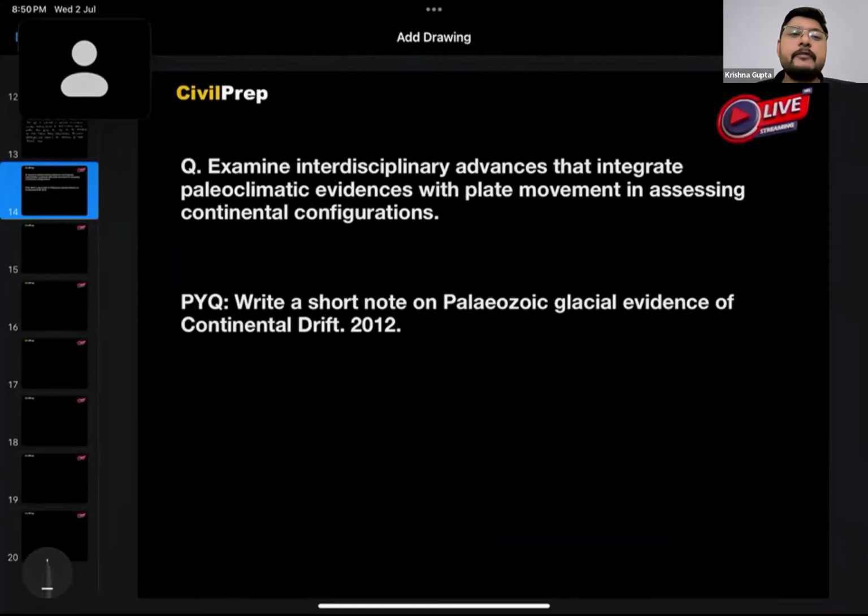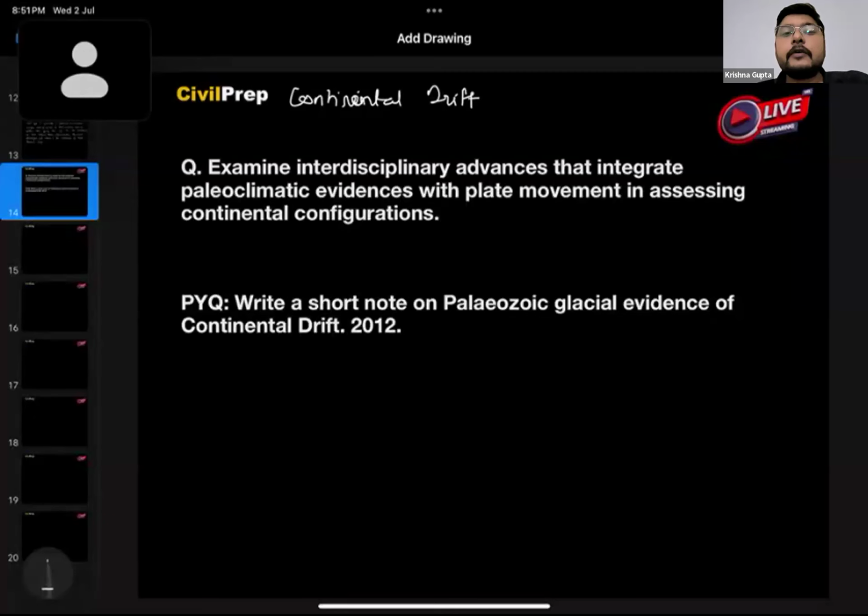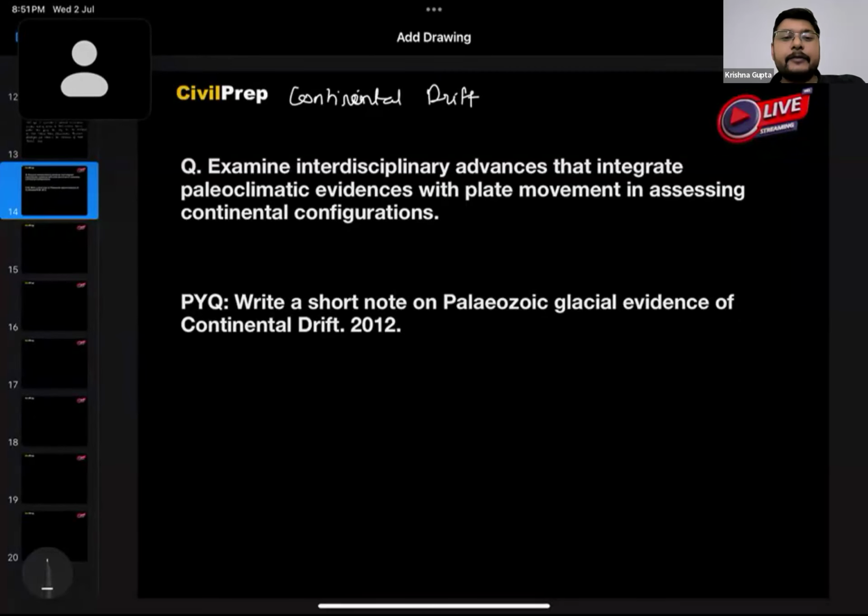So this is a session where we'll be having a discussion on the MentorQuest, that is live answer writing and discussion. Here we'll be writing one of the questions which is based on continental drift, which was provided by Alfred Wegener.